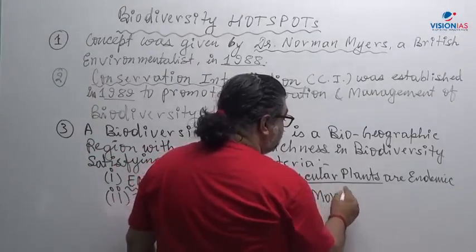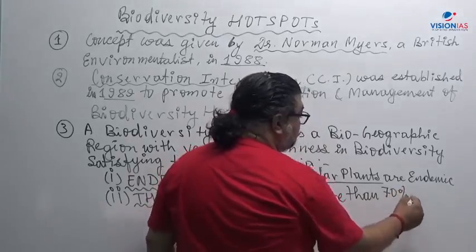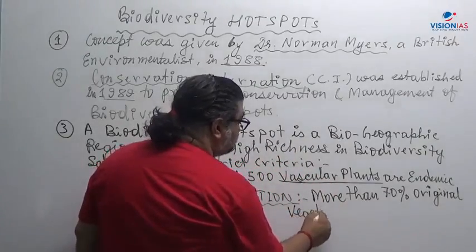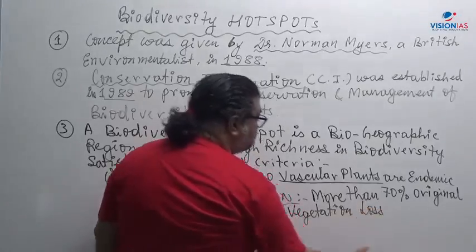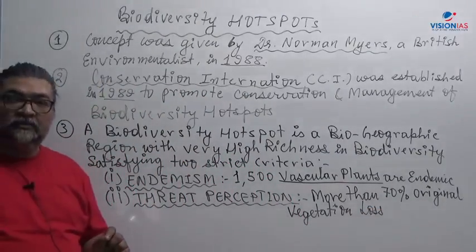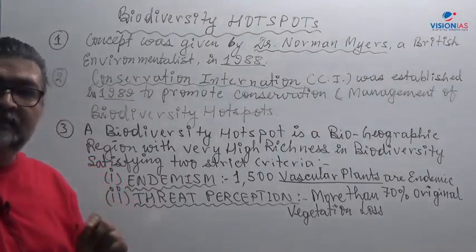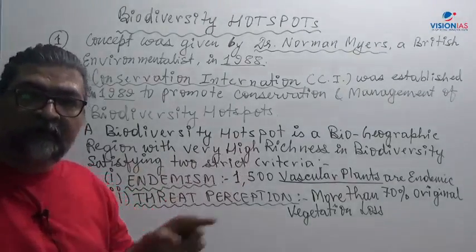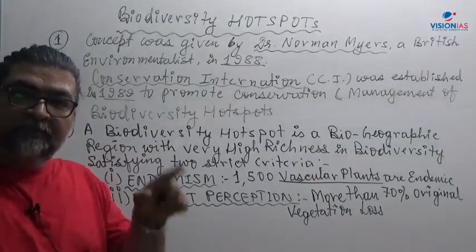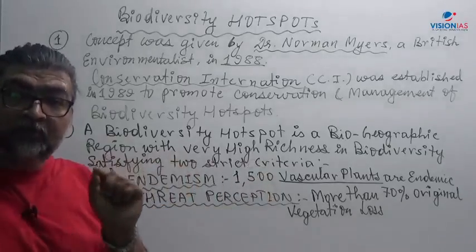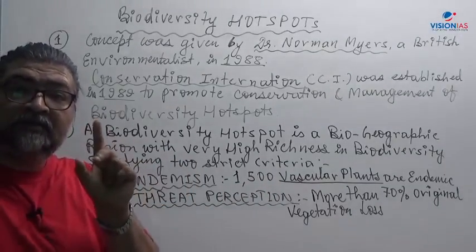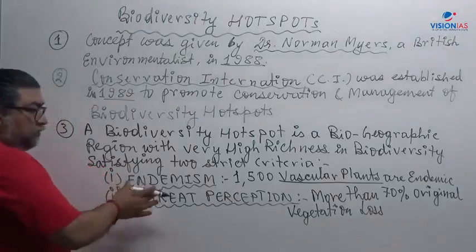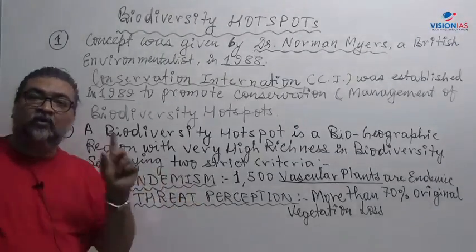So what comes here? More than 70% of its original or primary vegetation loss has taken place. The only remaining vegetation in such a hotspot is less than 30%. More than 70% of its original vegetation, the tree cover and the forest, has been lost in the past. Now, the remaining should still have a minimum of 1500 vascular plants. It can be more than that, but the only remaining vegetation is less than 30%. More than 70% loss has taken place. When these two criteria are satisfied, then only we call it a hotspot.